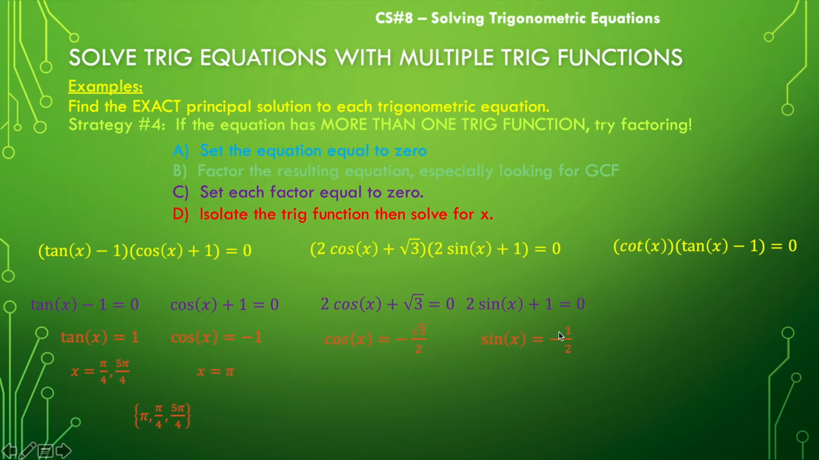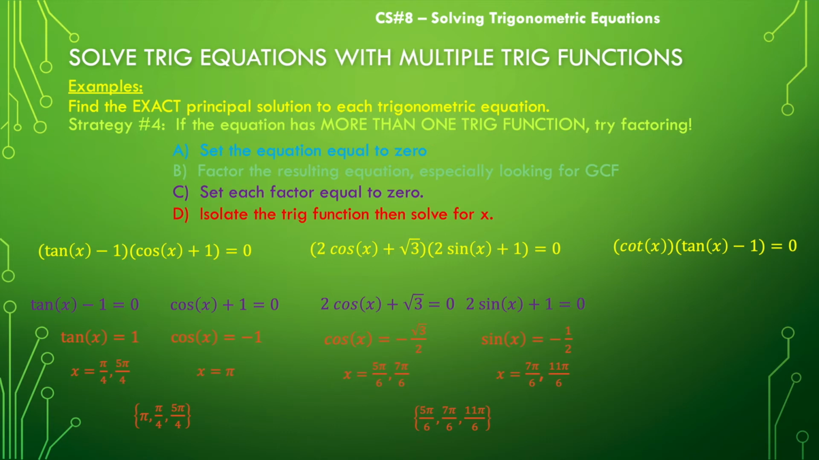And now let's think about this one. Sine of x is equal to negative 1/2. Which angles have a y-coordinate of negative 1/2? And that will be 7 pi over 6 and 11 pi over 6. Notice I have an overlap, right? I've got 5 pi over 6 and 7 pi over 6, 7 pi over 6 and 11 pi over 6. So I just consolidate that into a solution set of 5 pi over 6, 7 pi over 6, and 11 pi over 6.